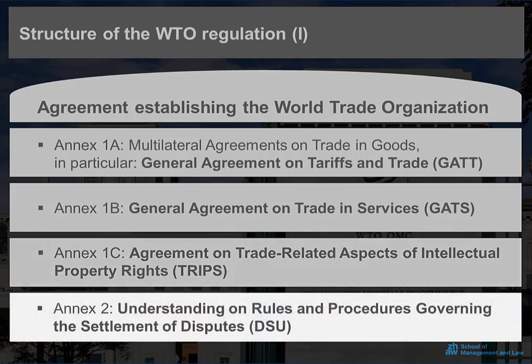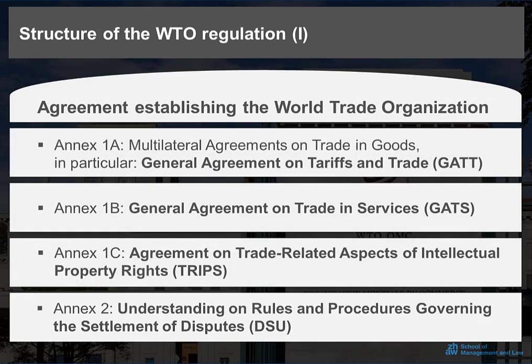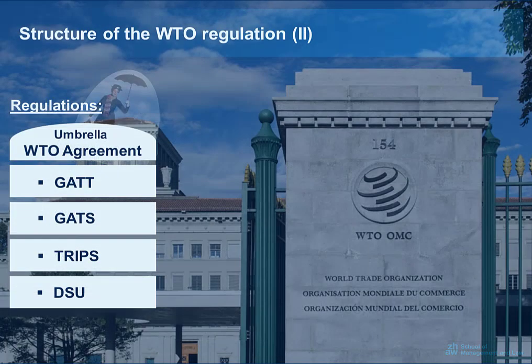And Annex 2 contains the Understanding on Rules and Procedures Governing the Settlement of Disputes, the so-called DSU, Dispute Settlement Understanding. All of this adds up to an extensive and very complex body of detailed rules on international trade with hundreds of articles spread over 4 core elements.